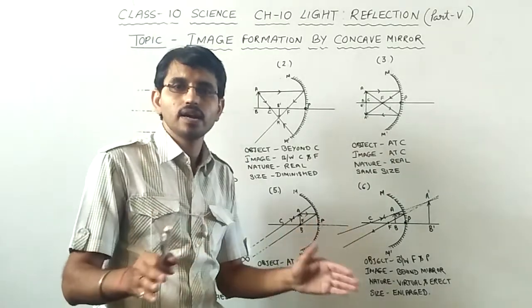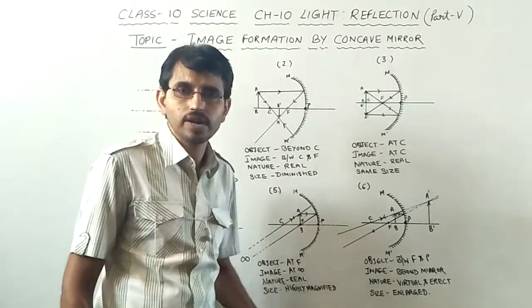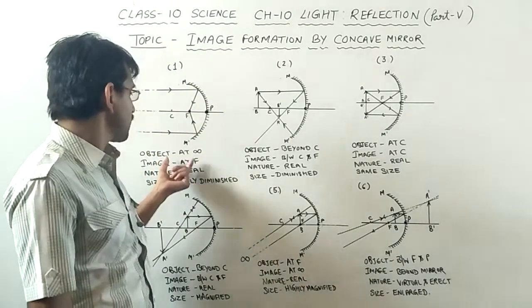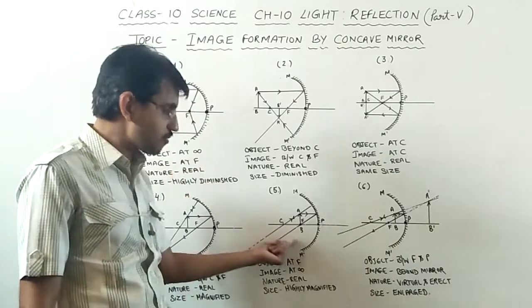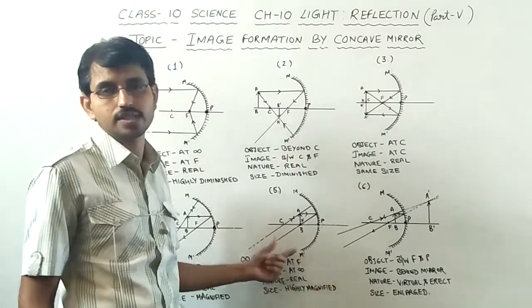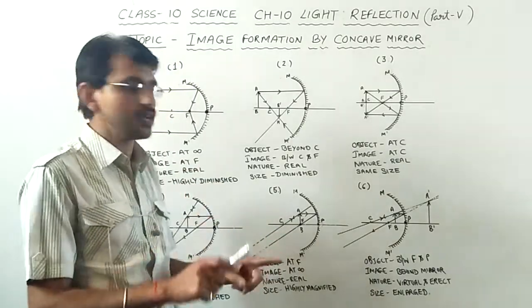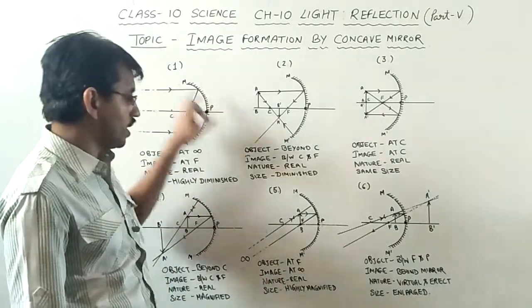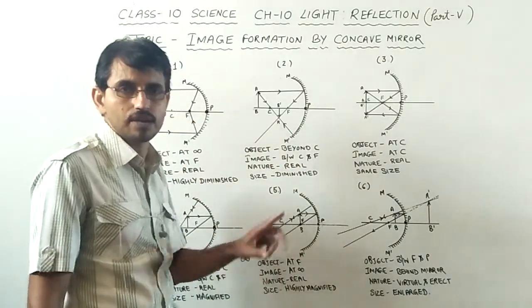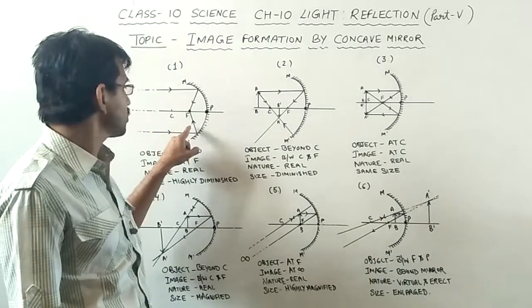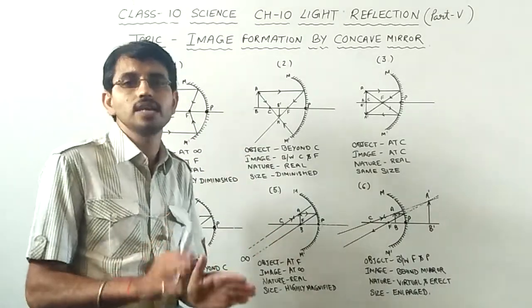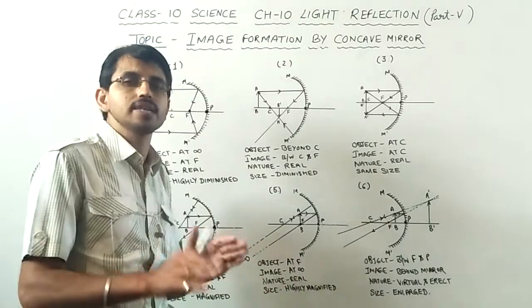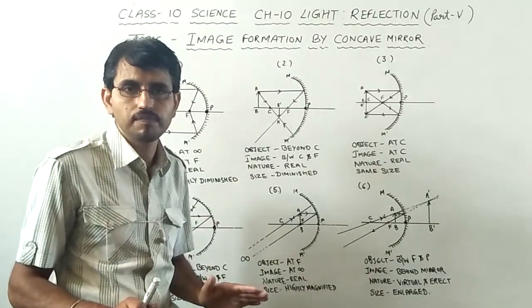So once again, let's take a quick recap of what we have covered in this video today. When the object is at infinity, image is formed at focus, and when the object is at focus, image is formed at infinity. This is the easy way to correlate diagram 1 with diagram 5. In both the cases, real and inverted image is formed.